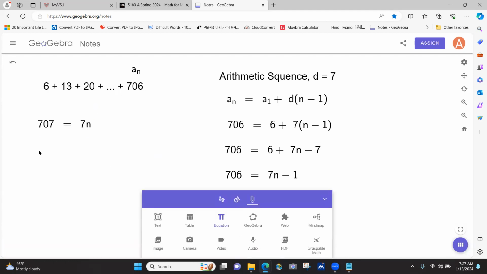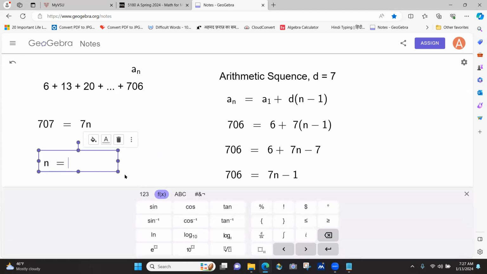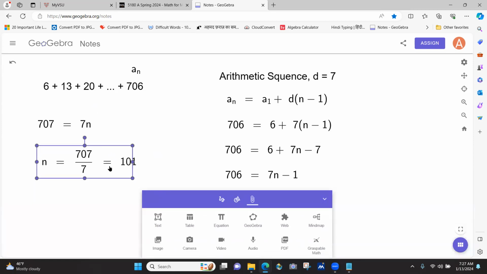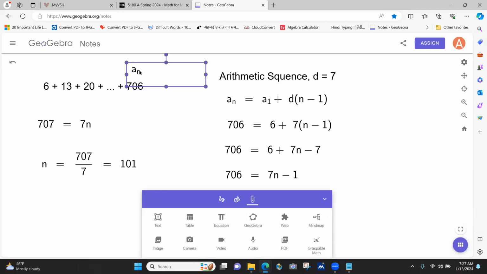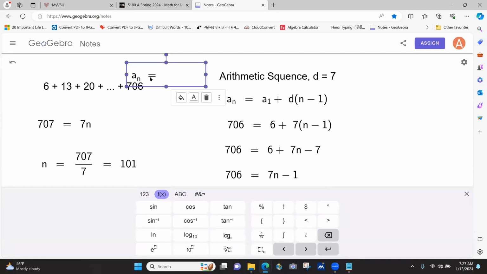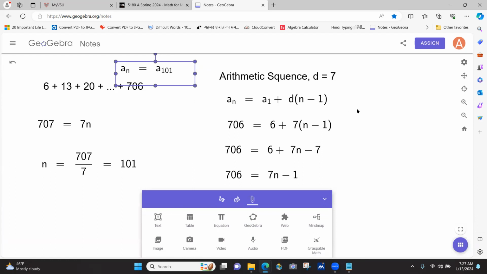I get n is equal to 707 divided by 7, which is 101. So now I found out that 706 is the 101st term. I'm going to write it like so. Not 100, but 101st. And that's a very important finding. We're going to use it when we use Gauss's method to find the sum.